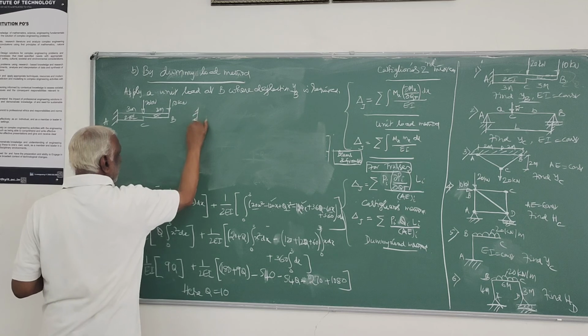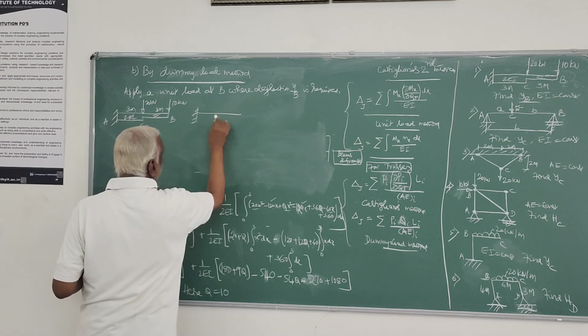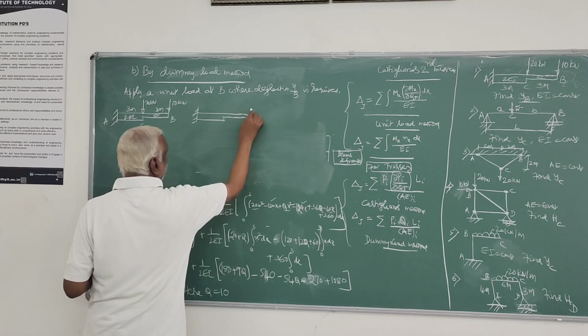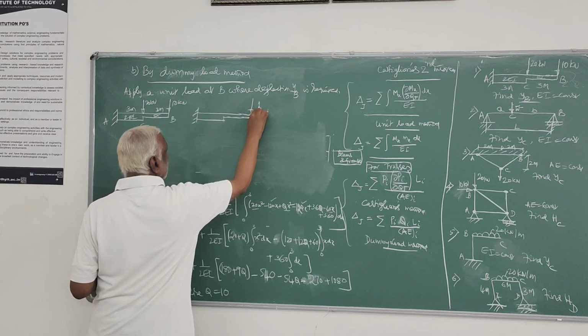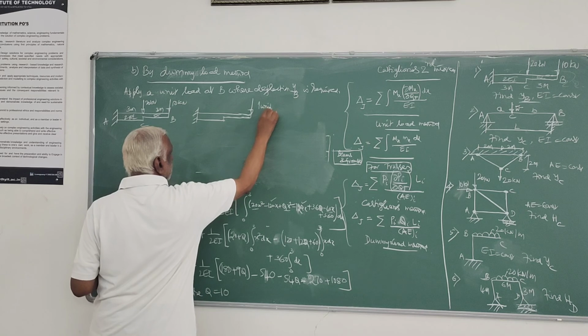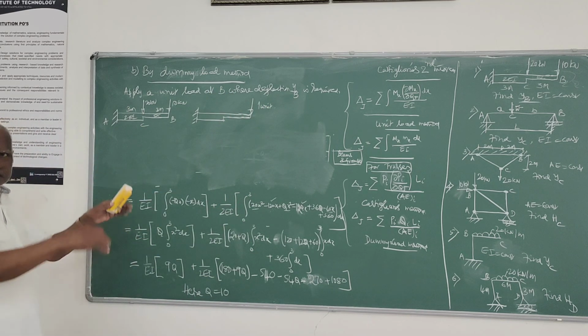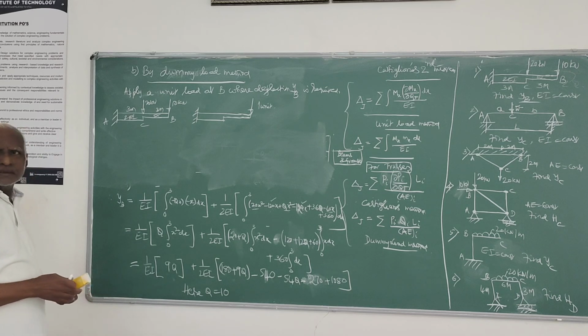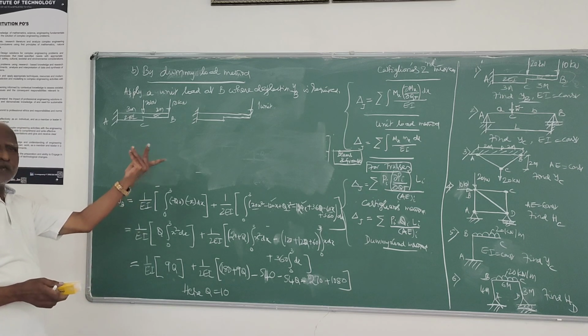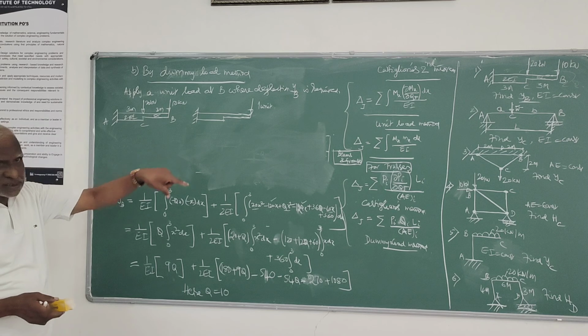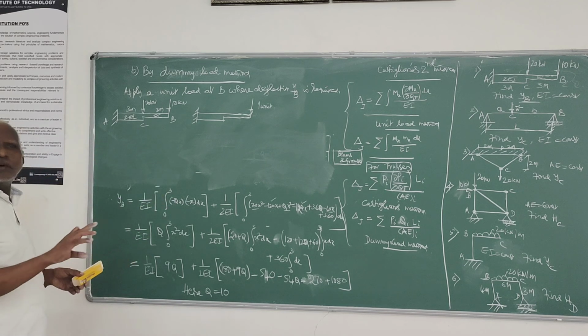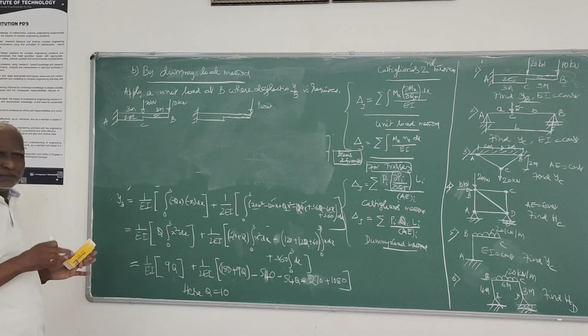In addition to this, you will apply a dummy load at the point where deflection or deformation is required. You have to apply it in the direction of the deformation. Instead of Q, you will apply a unit load. If slope is required, you will apply a unit moment. That's all, 1 unit moment.